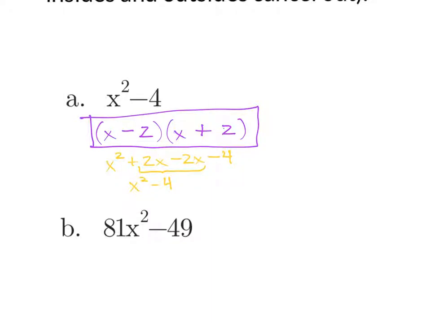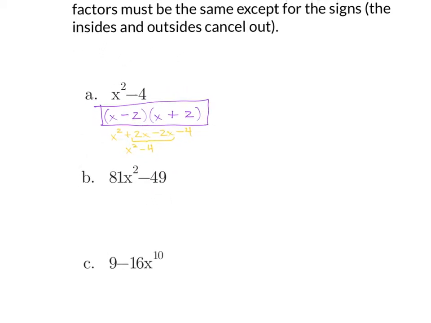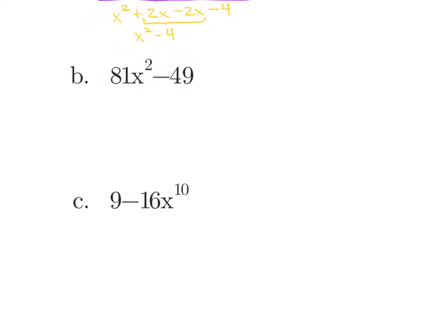Let's look at a second example. Our second example is 81x squared minus 49. Now, in the previous section, we saw that when we had larger numbers, this could be rather challenging. But if you can recognize this as difference of squares, then this is actually very easy. 81 is equal to 9 and 9. We need x's with both of them. 49 is equal to 7 and 7. And since this is a minus sign, we do have different signs.